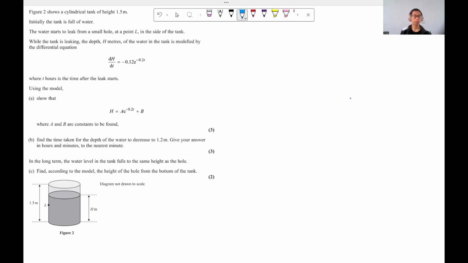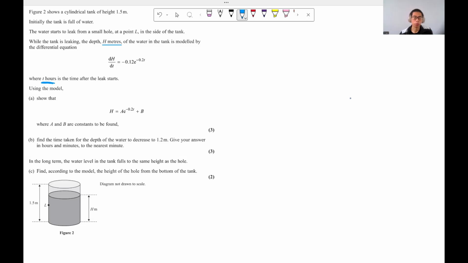Okay. While the tank is leaking, the depth h meters of the water in the tank is modeled by the differential equation dh/dt equals negative 0.12 e to the power negative 0.2t, where t hours is the time after the leak starts. So be careful with all the units. t is in hours and h is in meters. Then using the model, (a) show that h equals A e to the power negative 0.2t plus B, where A and B are constants to be found.